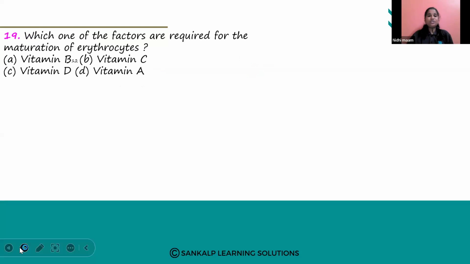Next question. Which one of the following factors is required for the maturation of erythrocytes? Below they have given some vitamins. Out of these, which vitamin is necessary for the maturation of erythrocytes? So what do you mean by erythrocytes? What is the common name of erythrocytes? Anyone? I'll just give you a hint. These cells are present in the blood. So what is the common name of erythrocytes?